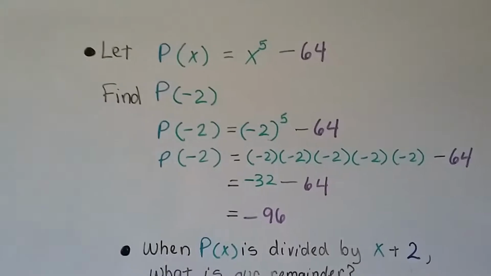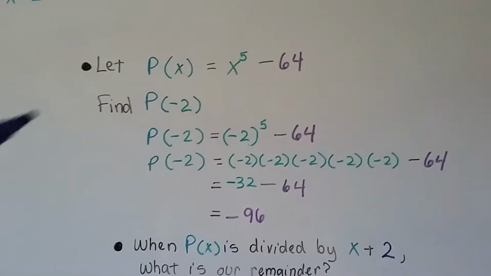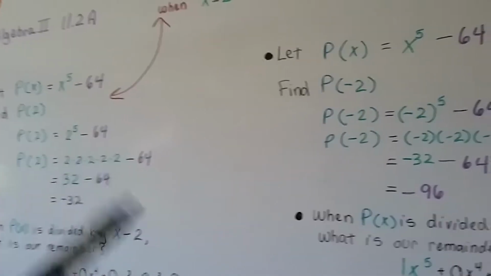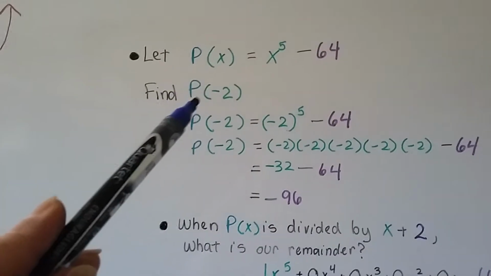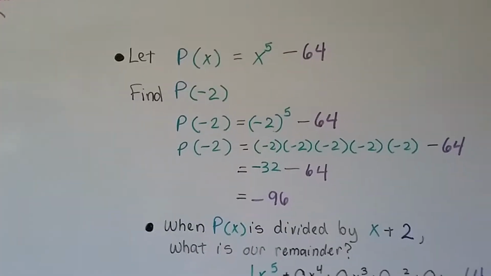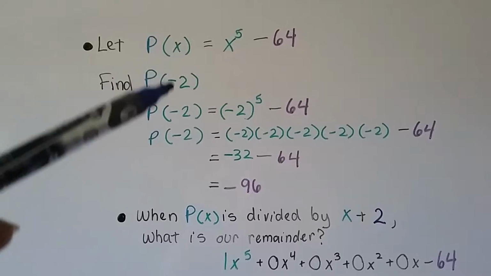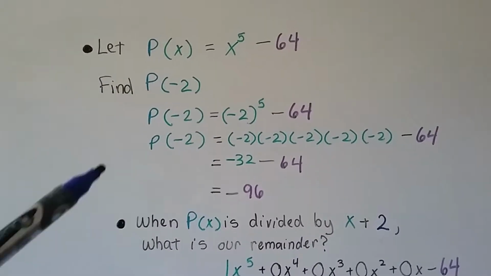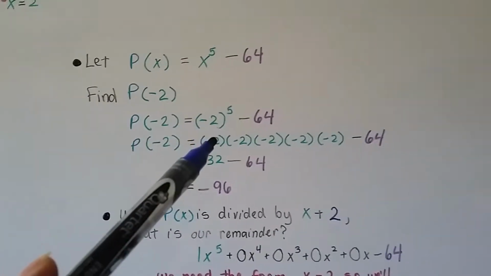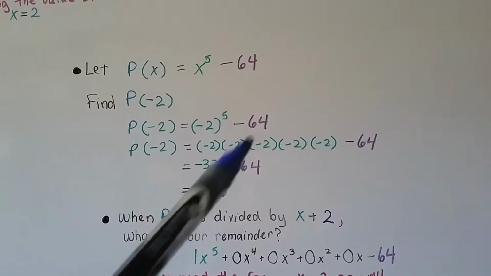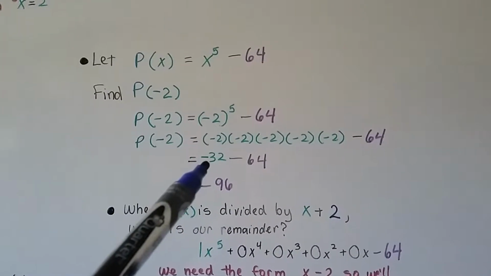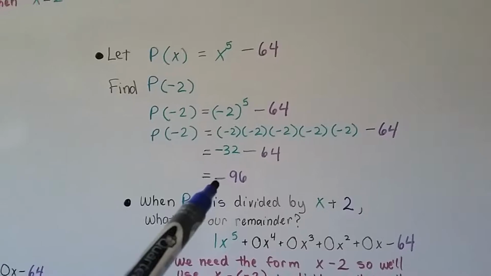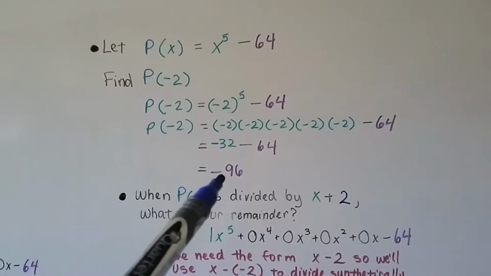All right, now watch what happens here. We're going to let this P of x equal x to the fifth minus 64, just like we did over here, okay? But now we're going to find P of negative 2, the inverse of 2. So everywhere there's an x, we're going to put a negative 2. So that means we've got negative 2 to the fifth power minus 64. That's going to give us a negative 32 minus 64, which is going to give us a negative 96.